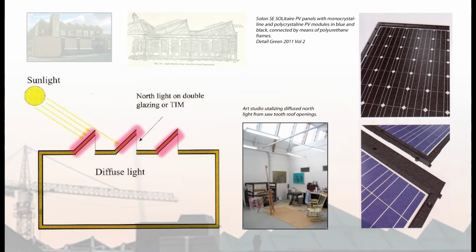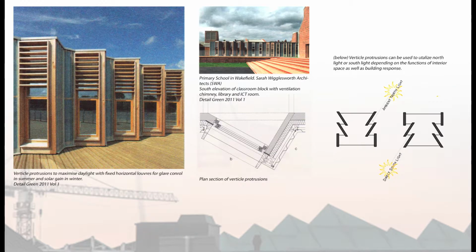Note that this is also an ideal place to place PV panels. Vertical sawtooth protrusions can also be very useful on east and west facades to catch and maximize solar gain in winter months.